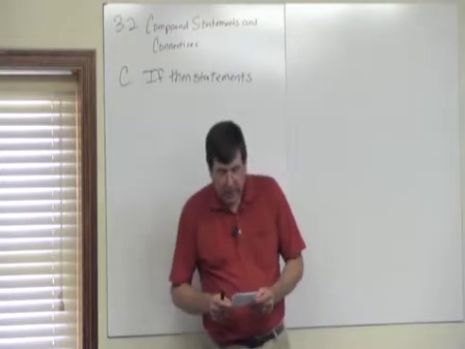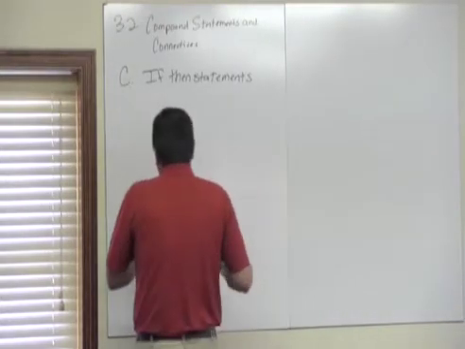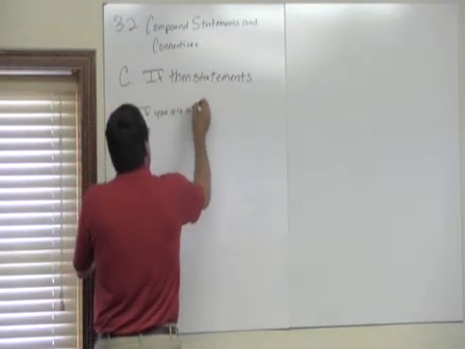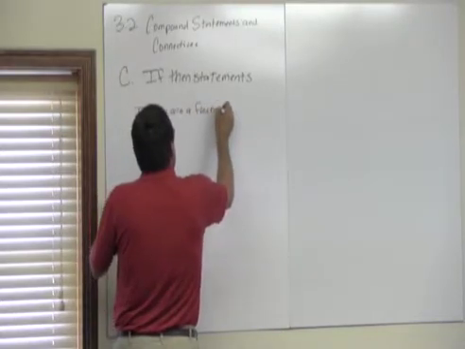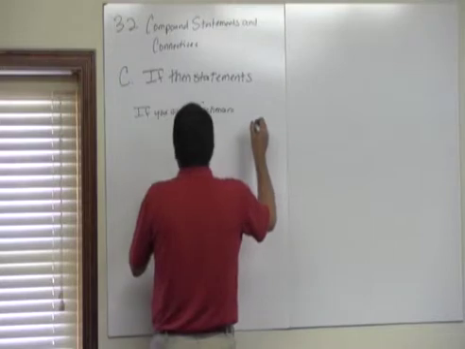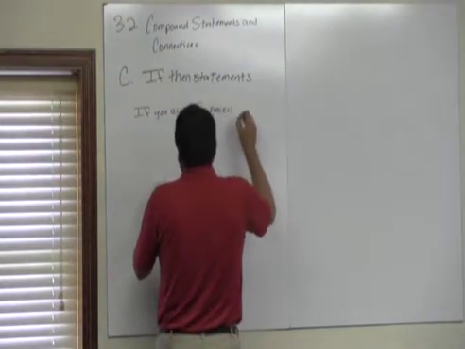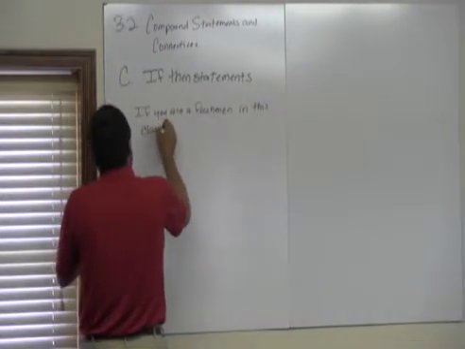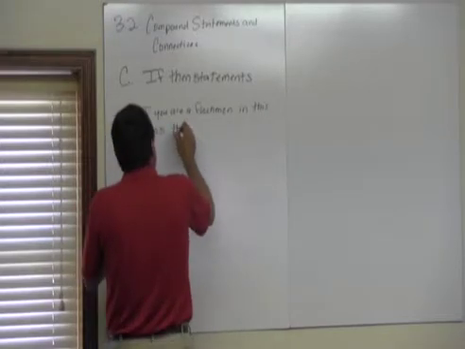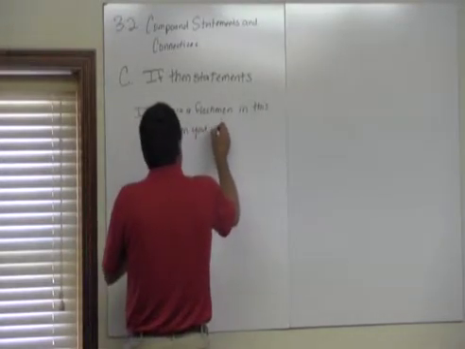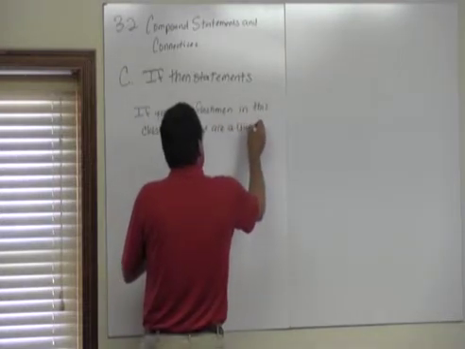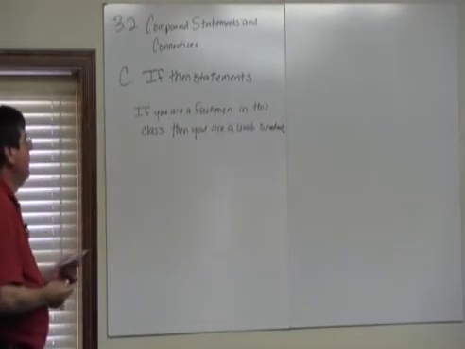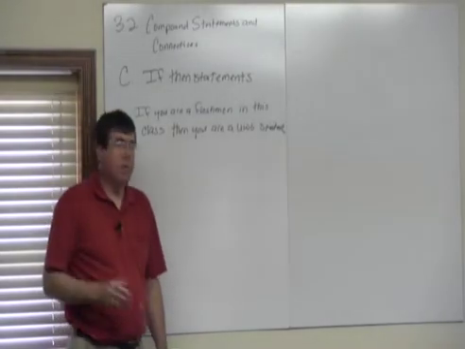Now, how about this statement? If you are a freshman, okay, if you are a freshman, how about we do that, okay? In this class, okay, got if, then you are a UWG student. Okay? So if you're a freshman in this class, then you're a UWG student.